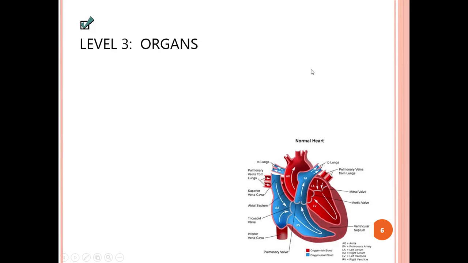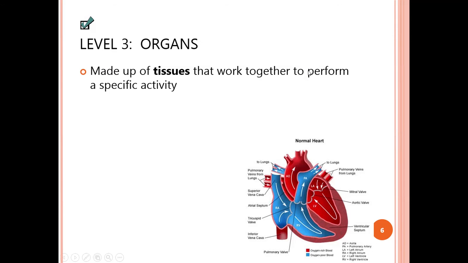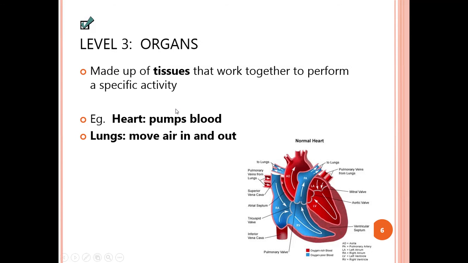Now, these tissues layer together to create organs, made up of tissues that work together to perform a specific activity. So for example, the heart, it pumps blood. Well, this heart is going to have epithelial cells to form its barrier. It's going to have connective tissue to hold all the muscles and epithelials together. It's going to have nerve cells to tell it how to move around. It's going to have blood, obviously, because that's what it moves. So the heart is made up of multiple types of tissue, and then we have other organs like the lungs and the brain. Now, the thing about organs, they perform a specific activity for the body.